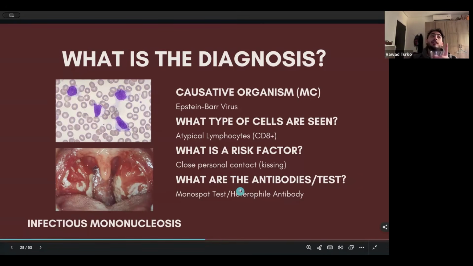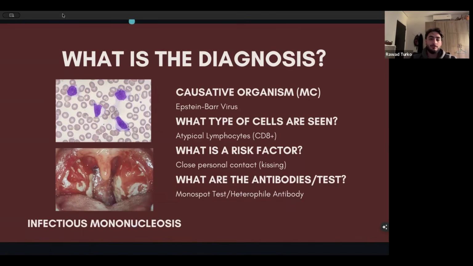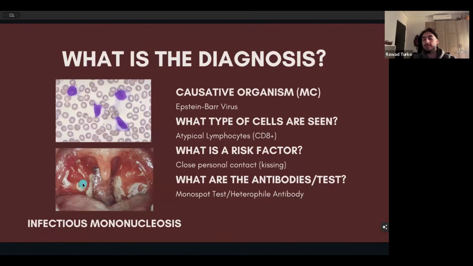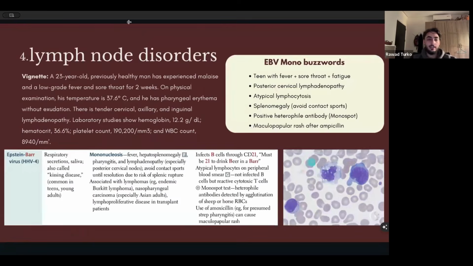Okay. Now, what is another cause of infectious mononucleosis that has a negative monospot test? CMV, perfect. So just like I mentioned, it doesn't necessarily have to be caused by EBV. It can be caused by CMV, and when it's caused by CMV, you're gonna get a monospot negative mononucleosis. Okay. So again, this is the vignette that it's most likely pointing towards infectious mononucleosis.